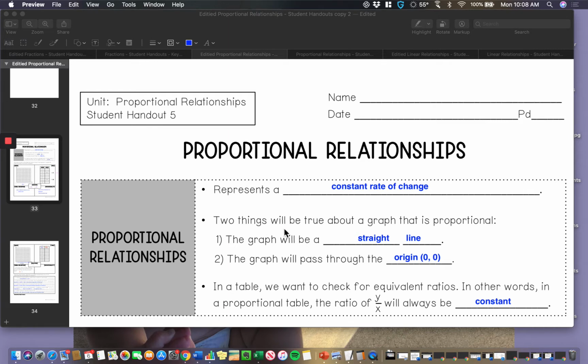Two things will be true about a graph that is proportional. One, the graph will be a straight line. Two, the graph will pass through the origin, or (0, 0) on your graph. In a table, we want to check for equivalent ratios. In other words, in a proportional table, the ratio of y divided by x will always be constant, or the same.